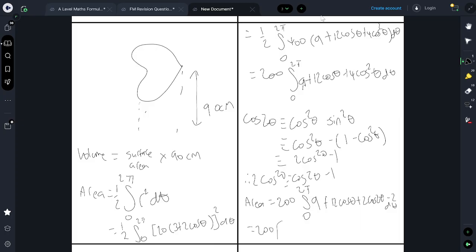So that's going to be 200 lots of, and then we do the definite integration. So that's going to be 9 theta plus 12 sine theta. Remember your integrals of cos and sine. Cos integrates to the positive side. There's no negative there. Remember that. Plus sine 2 theta. So again, this integrates to sine 2 theta, but instead of doubling, we halve it. We're dividing by 2 because we're integrating, not differentiating. So 2 over 2 is 1, so just sine 2 theta minus 2 theta between 2 pi and 0.